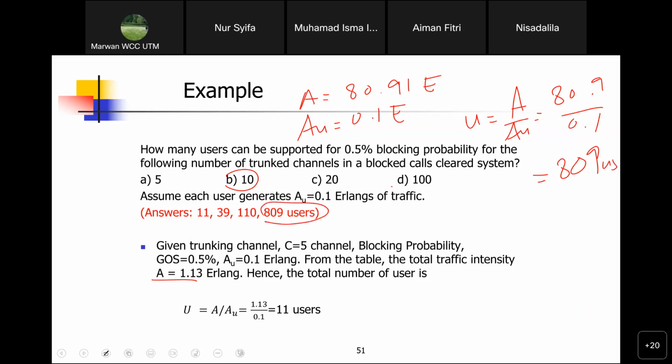I already did parts A and B, so please do B and C. That is the answer. This is because we approximate the Erlang per user: one user only uses about 0.1 Erlang of traffic. Then at any time we can serve about 800 users by only having 100 channels. This is how trunking and grade of service help to increase the number of users per cell.